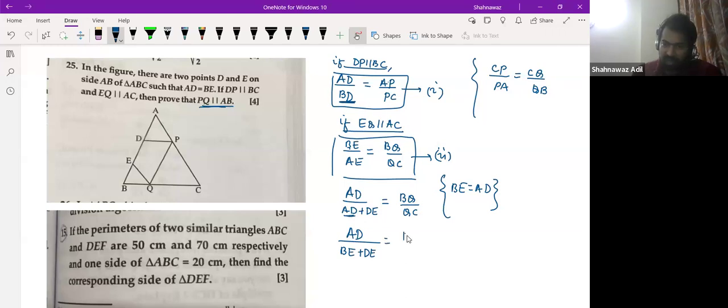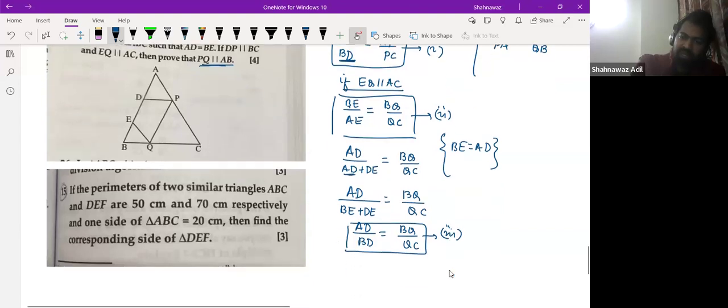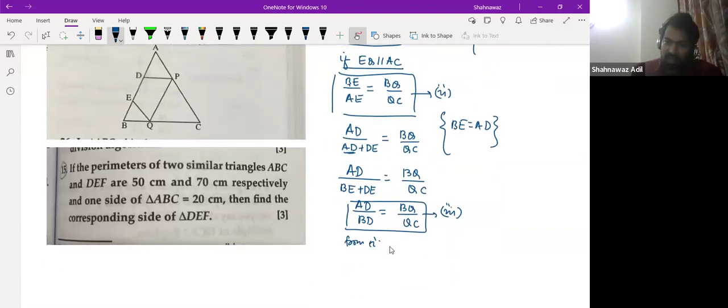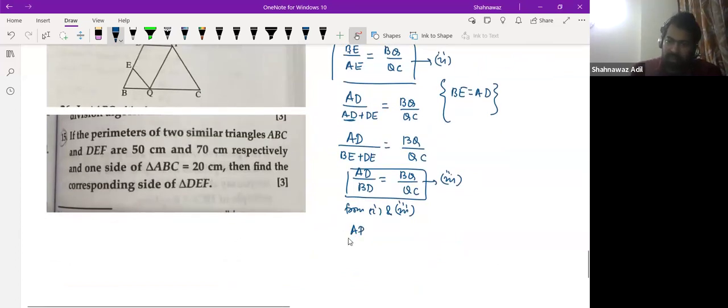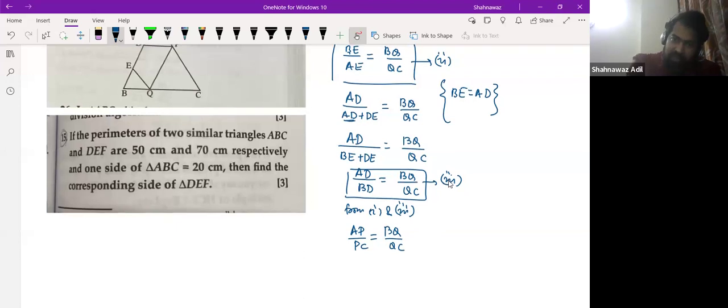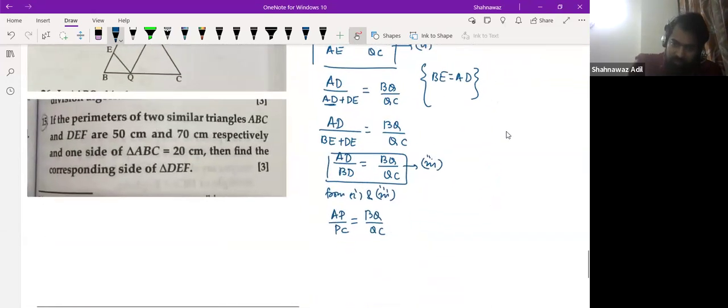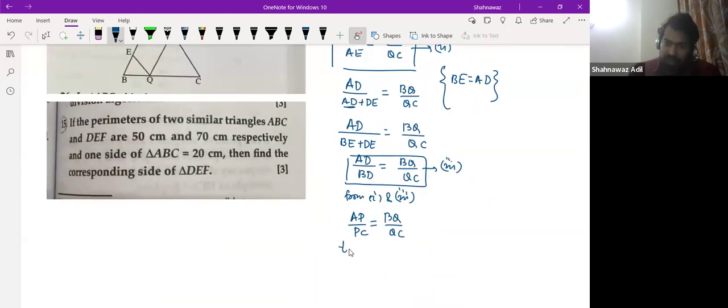Yeah, Shaima, you were nearly there. Now, what is BE plus ED? It is BD. So we have got our answer, whatever we wanted. So if we look at the first and third equation, then what can we write? From first and third, AP by BC is equal to AQ by QC. But we still don't have our answer, right? Our answer is this one. So what can we do here? Take the reciprocal on both sides.